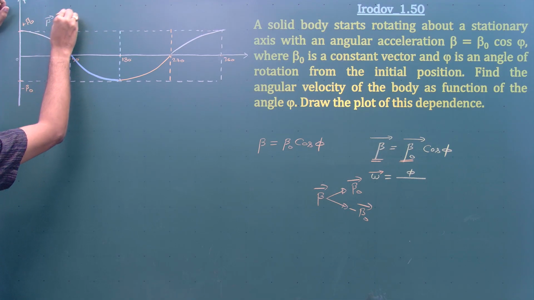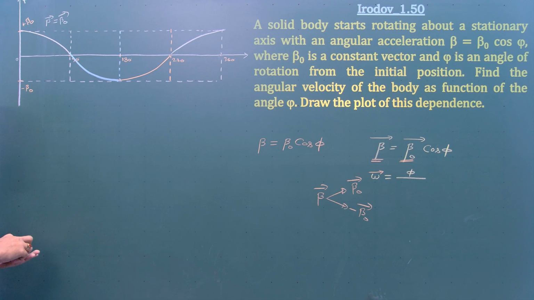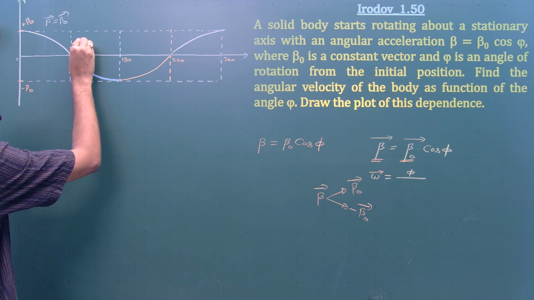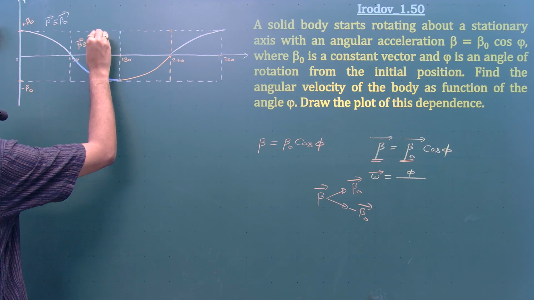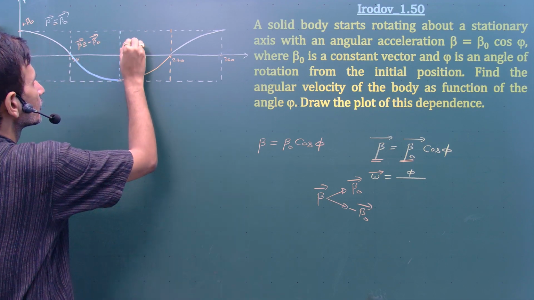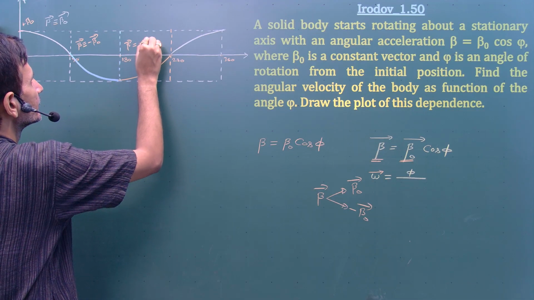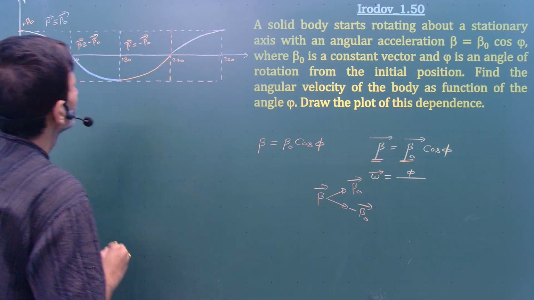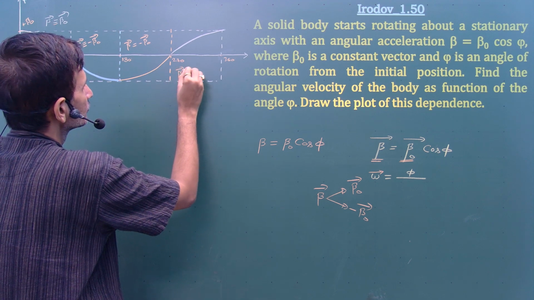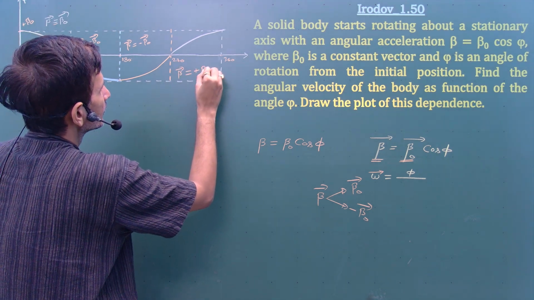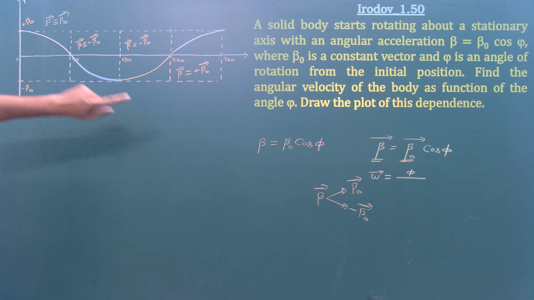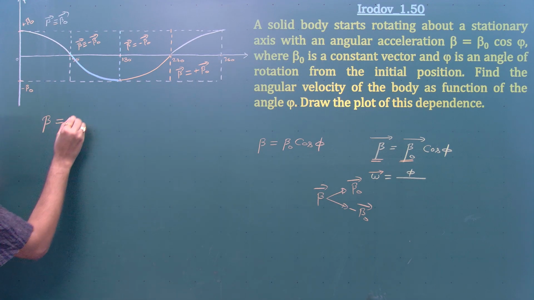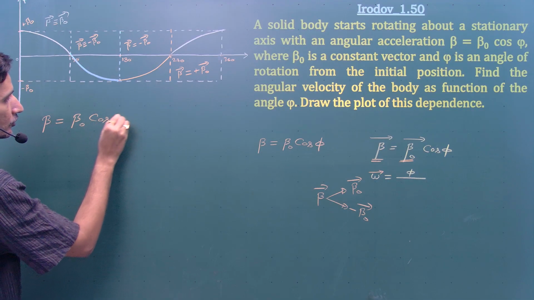Now in this part cos phi is positive, so the direction of beta is in the direction of beta naught. In the second quadrant, cos phi is negative, so the direction of beta should be in the direction of minus beta naught vector. In the third quadrant, the direction of beta should be in the direction of minus beta naught. In the fourth quadrant, the direction of beta should be in the plus beta naught direction. Now first calculate the magnitude and we count the plus minus direction according to the quadrant. So beta as a magnitude should be equal to beta naught into cos phi.